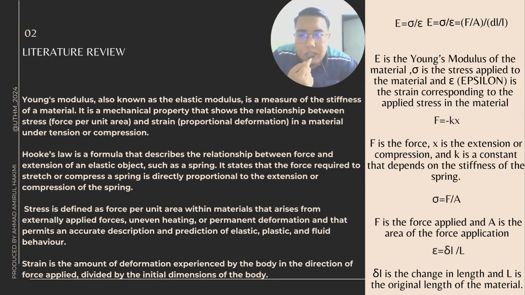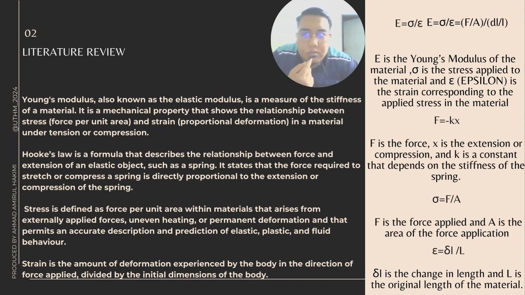Strain is the amount of deformation experienced by the body in the direction of force applied divided by the initial dimension of the body. For the formula, E, the Young modulus, equals sigma over epsilon, or you can just change it, F over A over delta L over L. E is the Young modulus of the material. Sigma is the stress applied to the material, and epsilon is the strain corresponding to the applied stress in the material.